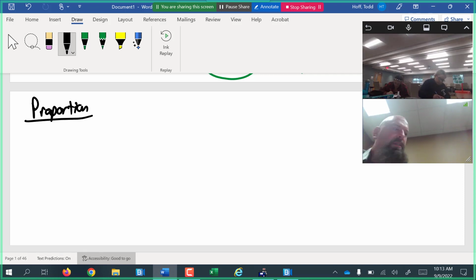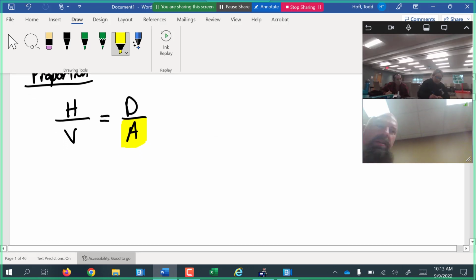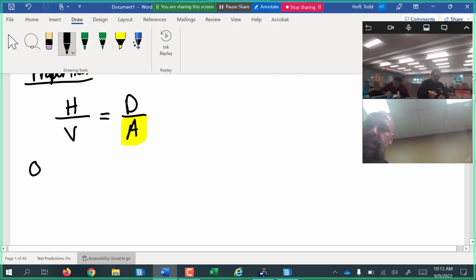So the setup for the proportion is the on-hand dose over the vehicle is equivalent to the doctor's orders over the administered dose. So this is the value we're looking for right here, the administered dose. Let's do the same two examples using this method.